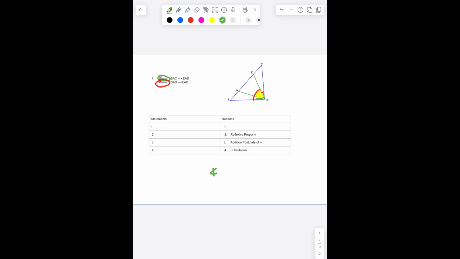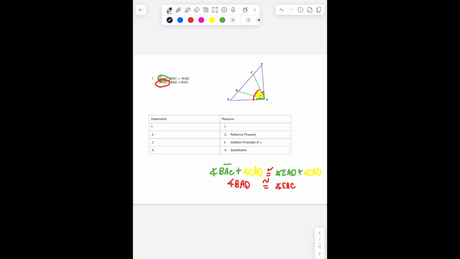So let's write this out. I'm going to write my addition over here at the bottom. So I'm starting with angle BAC. And to angle BAC, I'm going to add this yellow angle, CAD. And that is going to give me the whole red angle, BAD. The other green angle that we're starting with is angle EAD. And to that, we're going to add the yellow part as well. You can call it CAD, you can call it DAC. It is the same exact thing. And that's going to give us the red angle, angle EAC.